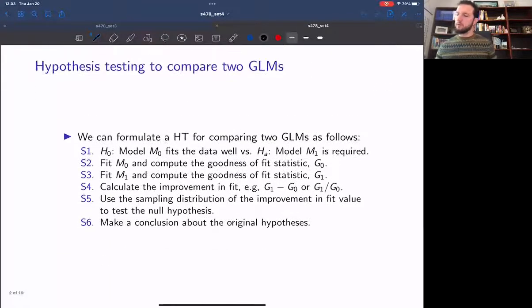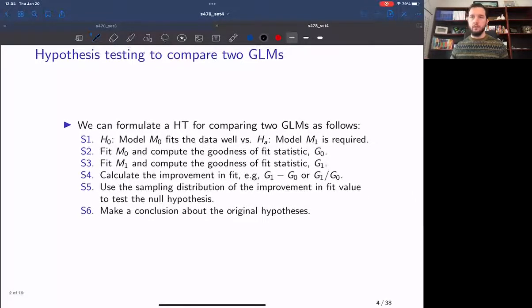All right, so the general process for fitting or for comparing two GLMs is laid out on slide 4. It's a 6-step hypothesis testing process. I always teach hypothesis tests in 6 steps, so this one is slightly different. Basically, we have a set null and alternative. So the minimal model M0 fits the data well versus the alternative that a larger model, which we call M1, is required.